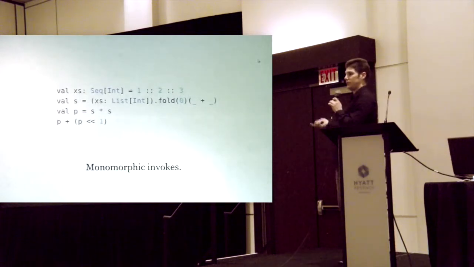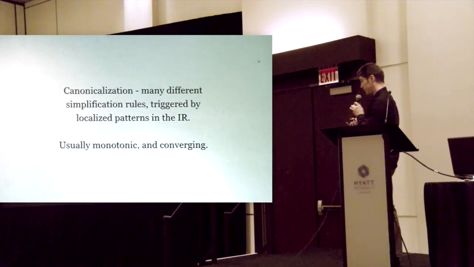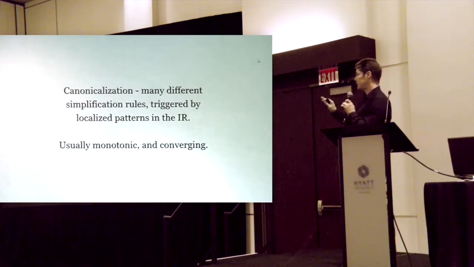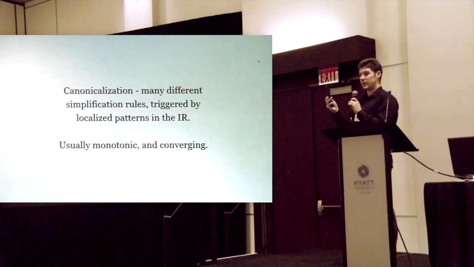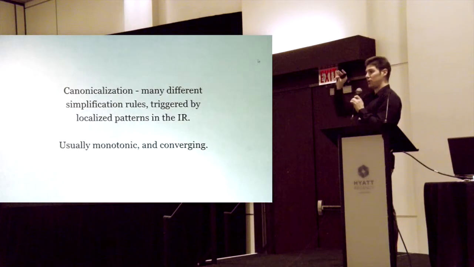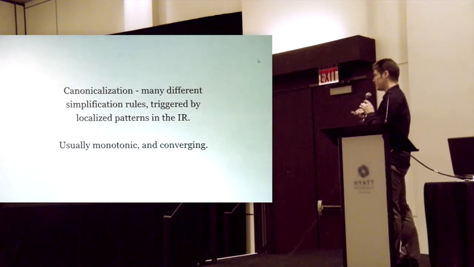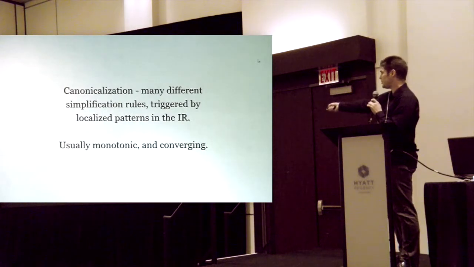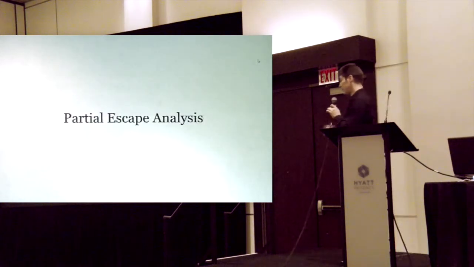And there's a range of different optimizations that are specific to the JVM, but I'm not going to talk about all of them here. Just to show you that this canonicalization is many different simplification rules which are triggered by localized patterns in the IR. So you ask each node, take a look at your surroundings and try to replace yourself. And this procedure is usually monotonic and it converges after a while when you trigger it.